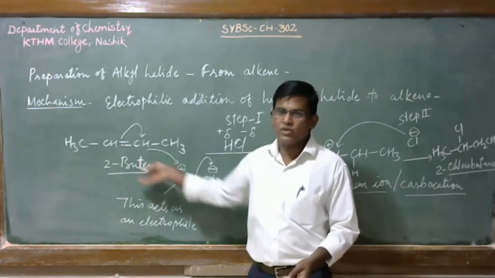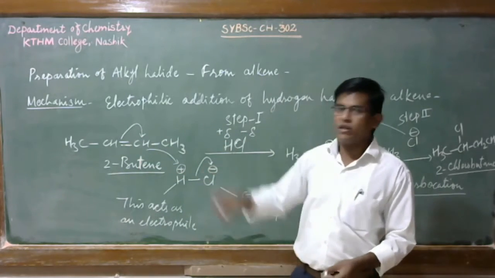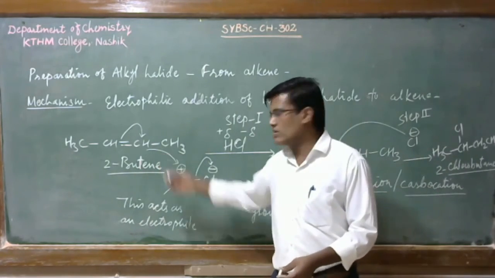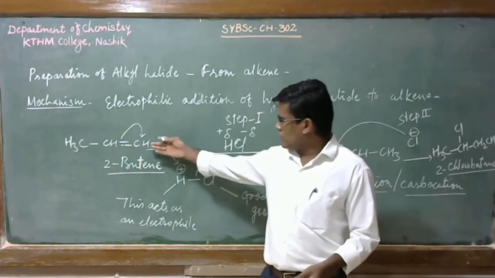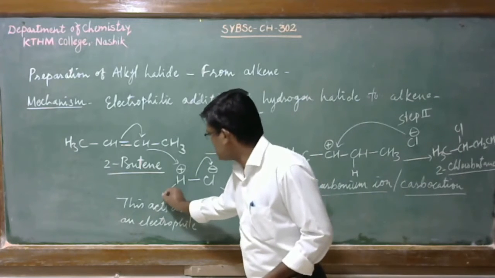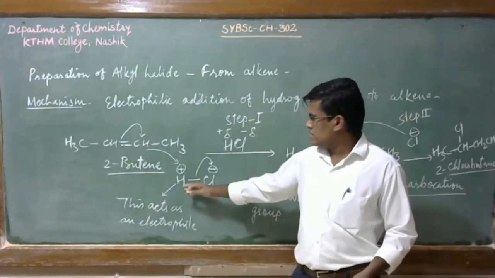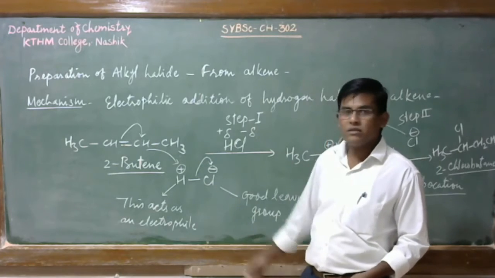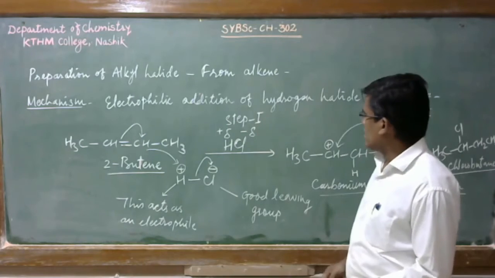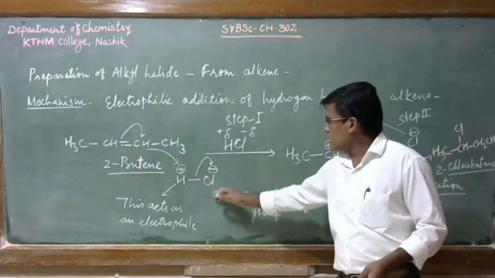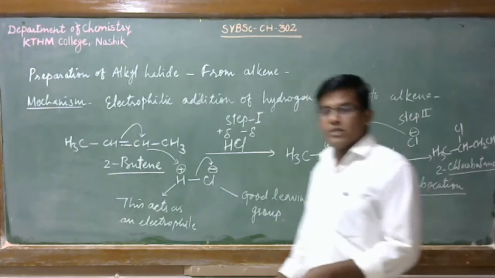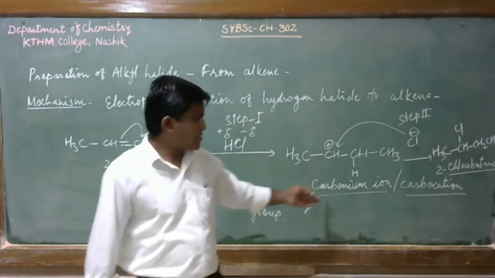Since this butene is electron rich, it acts as a nucleophile, so it will add to this proton. This proton is an electrophile, so one proton will get attached to one of the carbons, and this chloride is a leaving group, so it will depart. So it will form the carbocation, that is the carbonium ion.